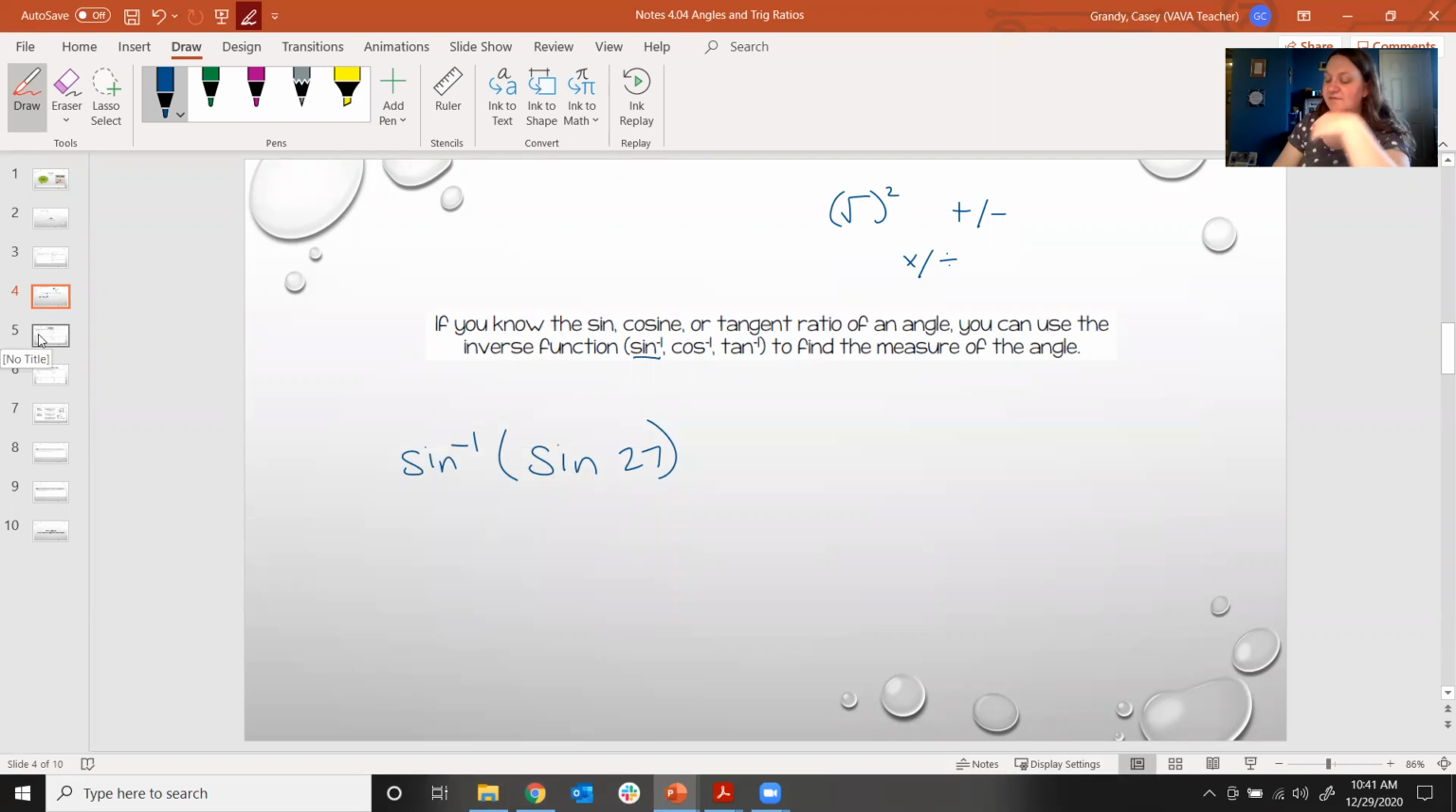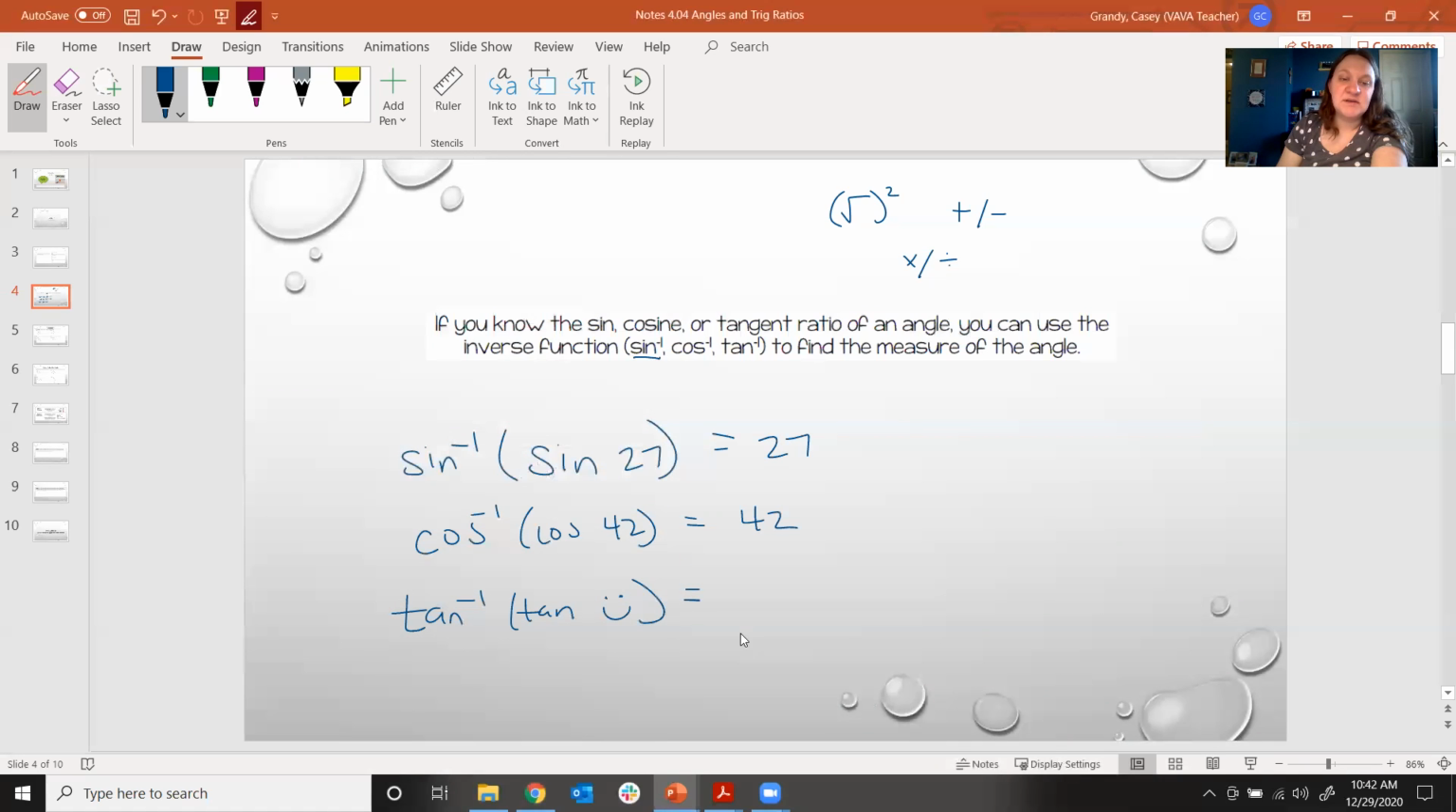Okay, so the sine inverse of the sine of 27 is 27. The cosine inverse of the cosine of 42 will be 42. I can do this all day. The tangent inverse of the tangent of a smiley face is equal to smiley face. Okay, these will cancel each other out every time, leaving you with just what the angle was.